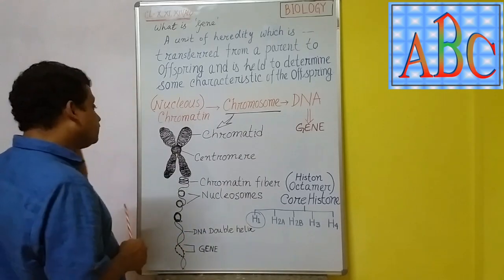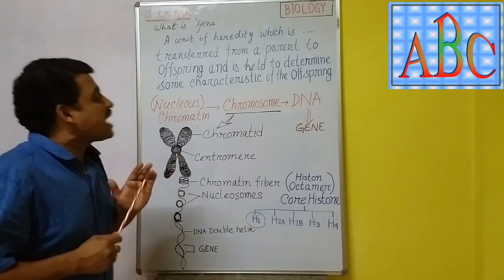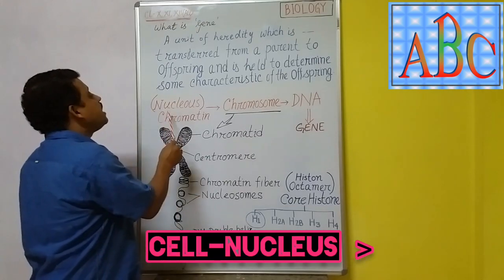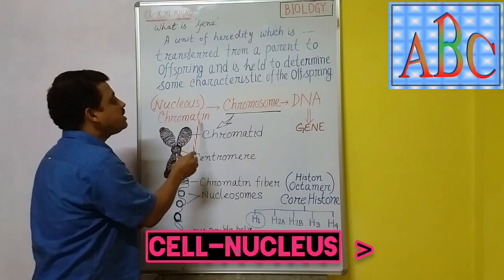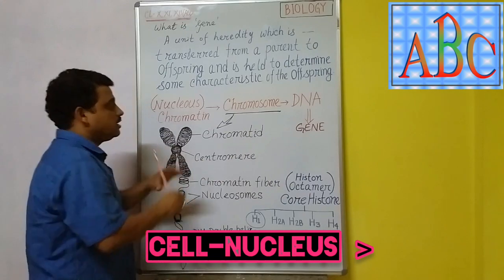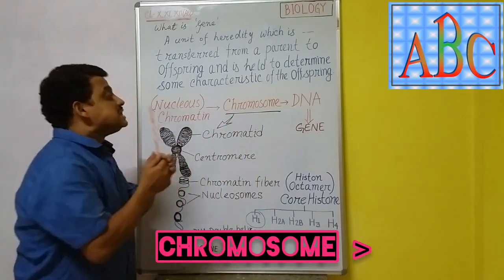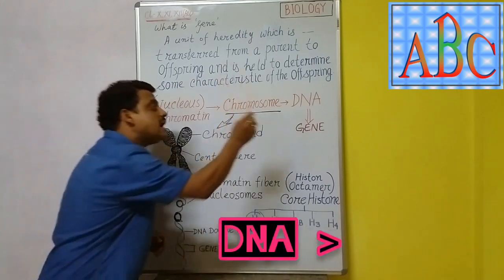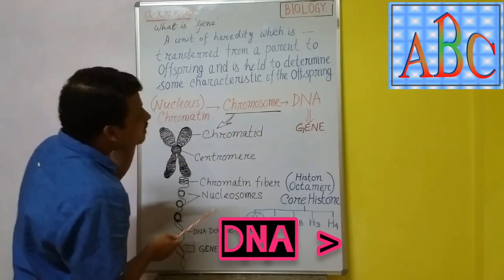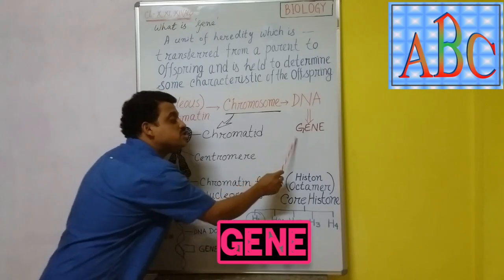So we can see here the genes actually reside inside any cell nucleus where chromatin fibers are found. It is a thread-like structure. Inside this, some chromosomes are there. These chromosomes have some DNA inside them, and inside DNA there will be some genes.